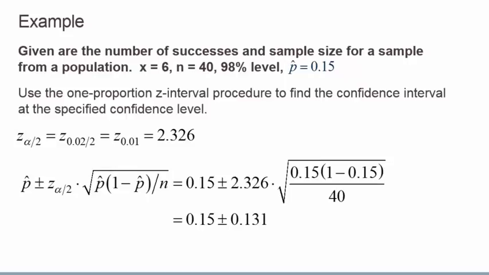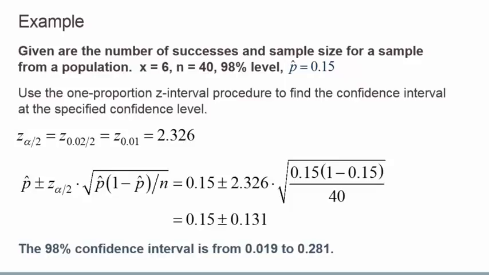0.15 minus 0.131 is 0.019. 0.15 plus 0.131 is 0.281. The 98% confidence interval is from 0.019 to 0.281.